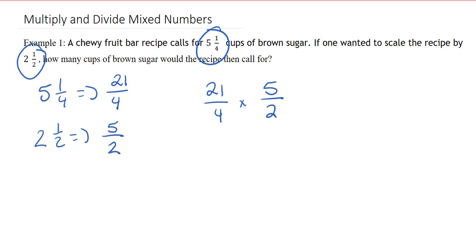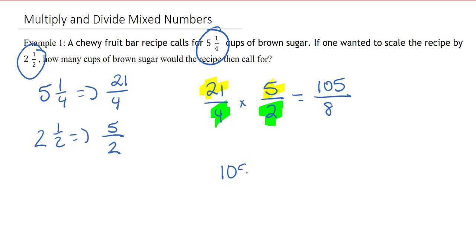We don't see any way we can reduce before we multiply, because there are no common factors we can divide out. So we're just going to multiply what's on the top and multiply what's on the bottom together. So 21 times 5 is 105. 4 times 2 is 8. Now we're going to convert this improper fraction back to a mixed number.